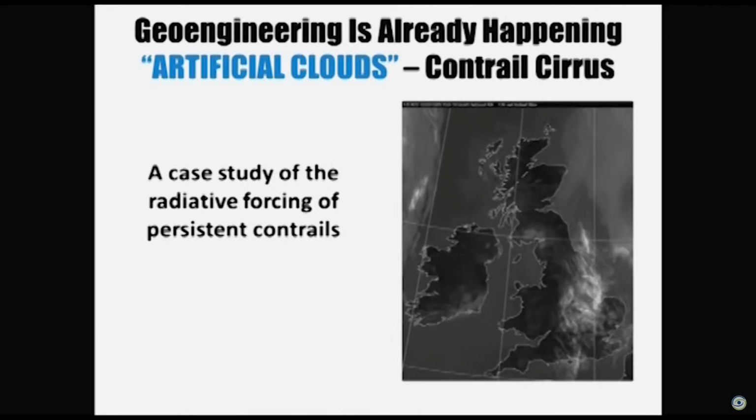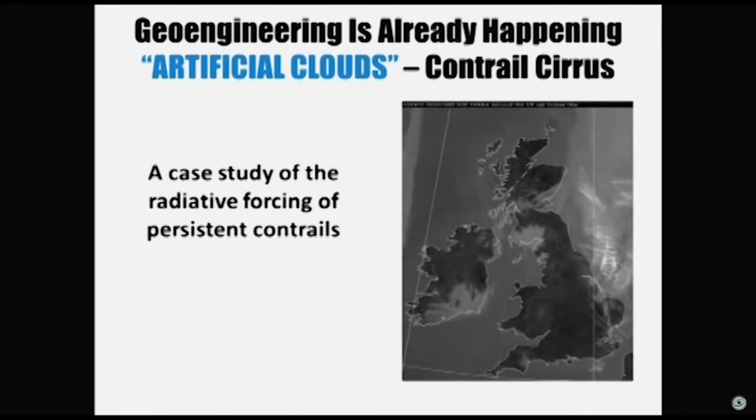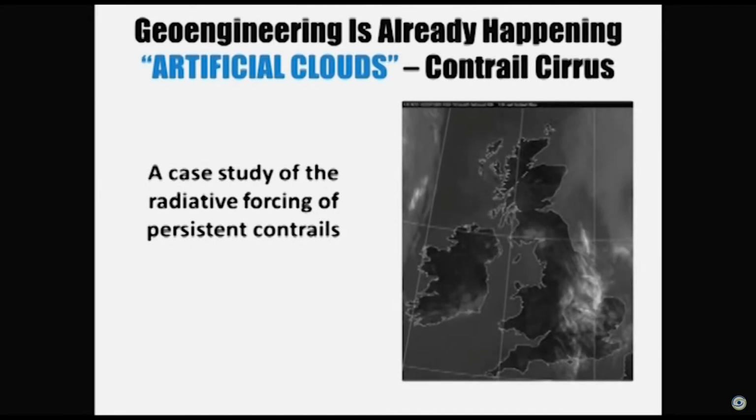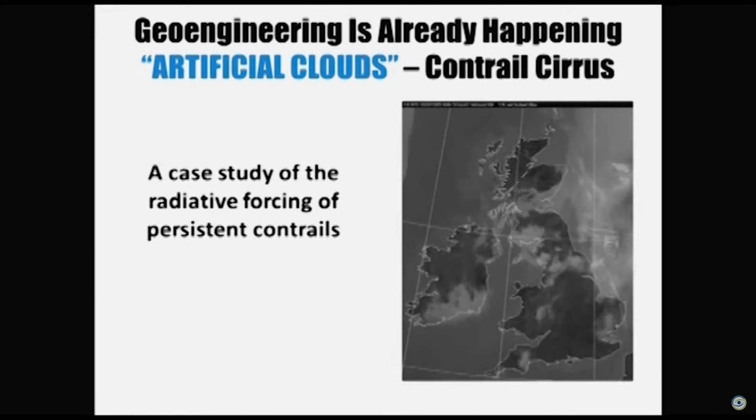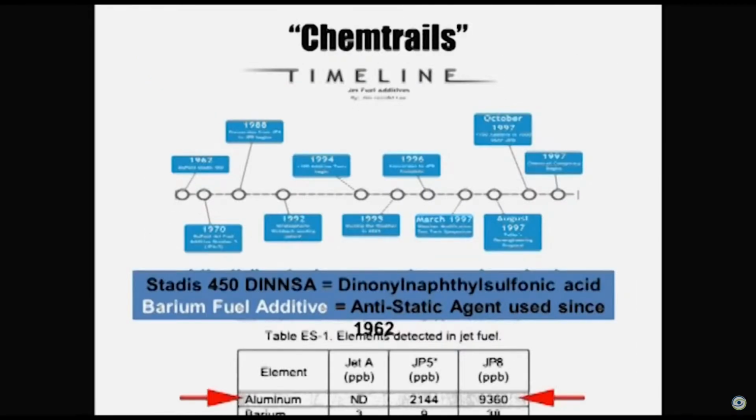This was during a 2008 volcano where they grounded all flights, and the E3 was the only thing in the air. So without all the background noise, they could actually see how bad the problem is. So for the chemtrailers who are going to be watching this presentation, I'd just like to throw you a little bone. Barium and aluminum is in the jet fuel. It was put in there in 1962. It's called Stadis 450.